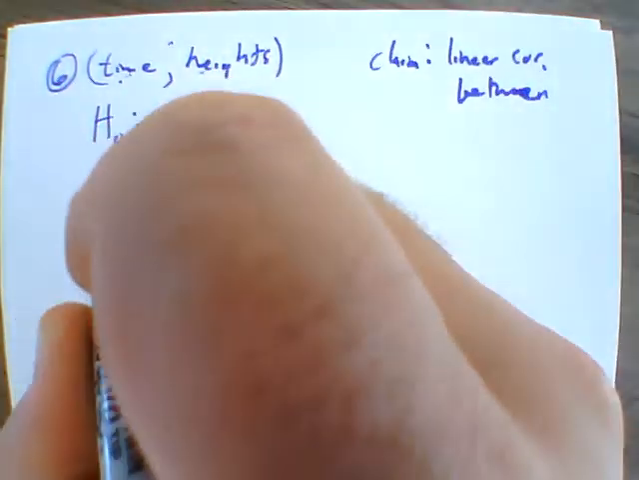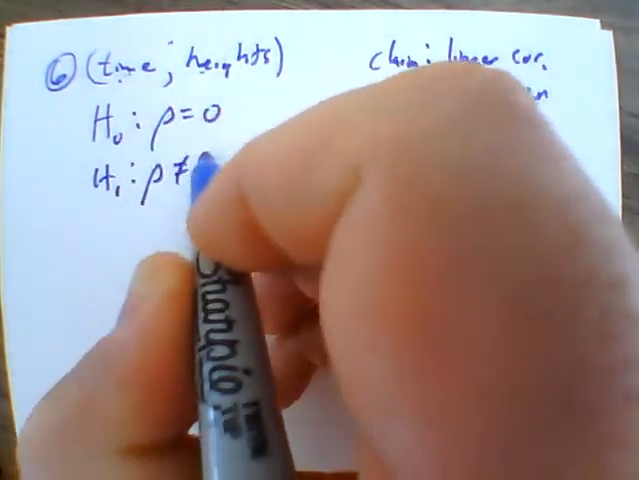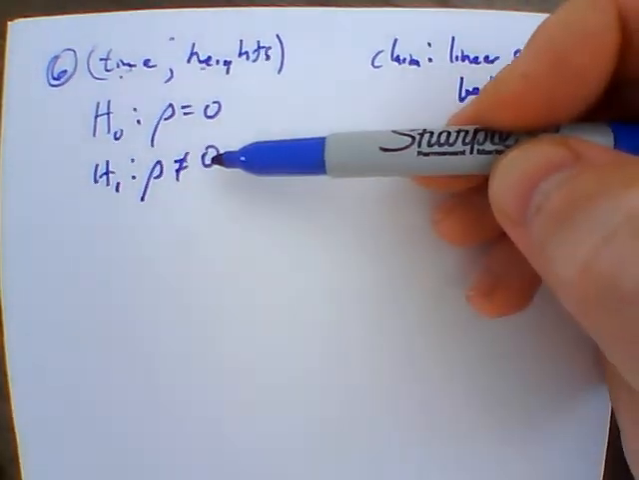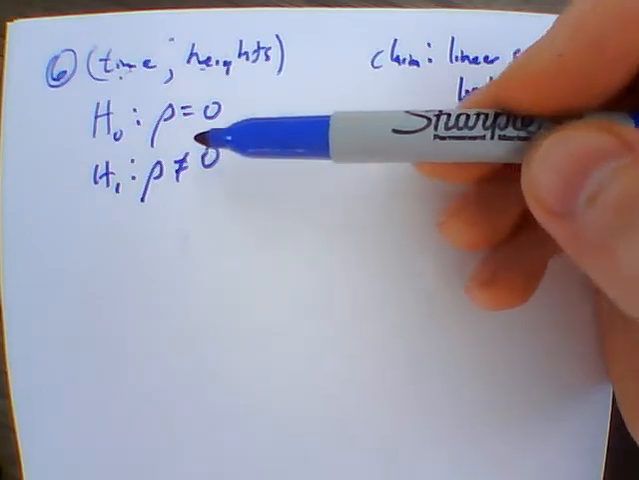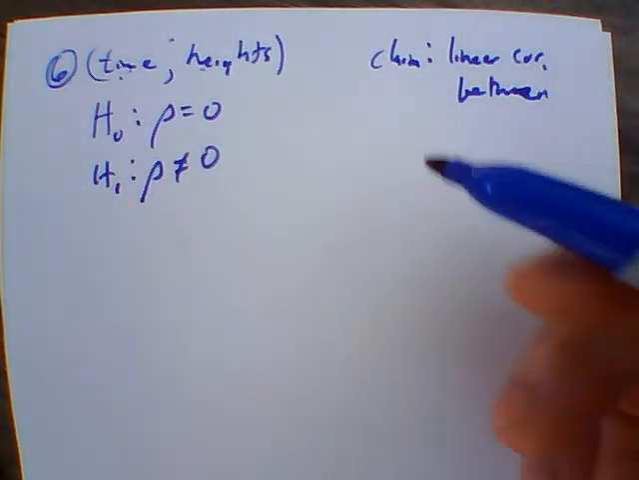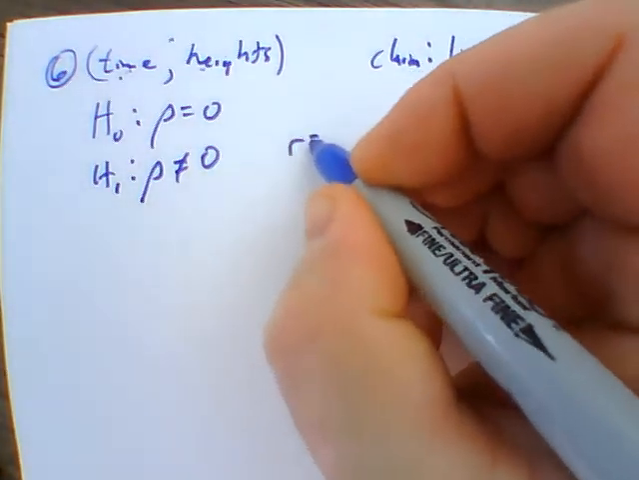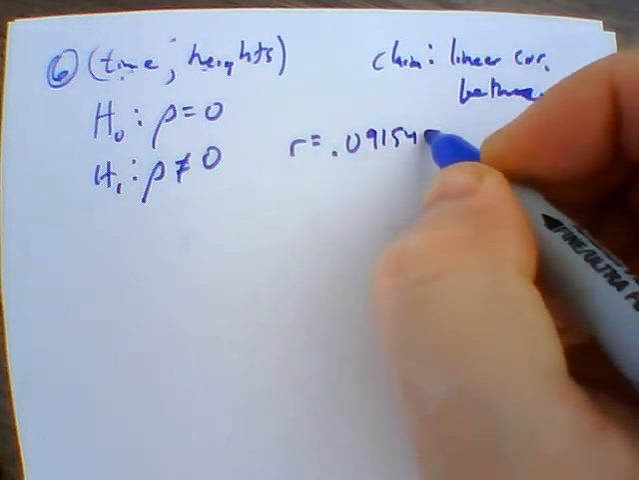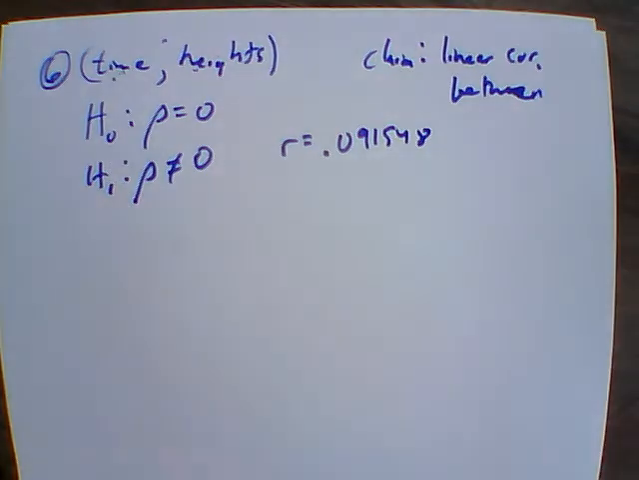So basically what we start talking about is our hypothesis testing of being equal to 0 or not equal to 0, because we don't know what type of correlation we're referencing. So they ran this test and they got an R value of 0.091548. So now we need to know how to compare this to what's going on.